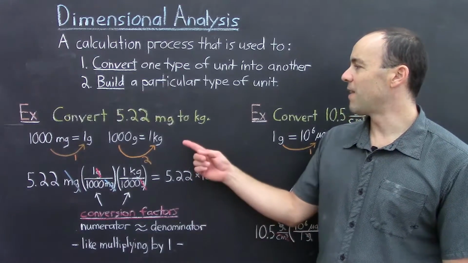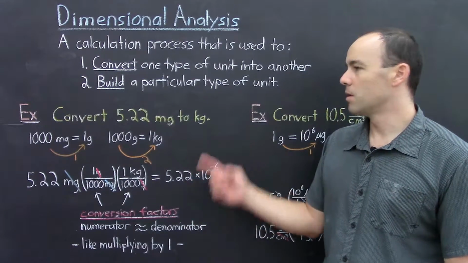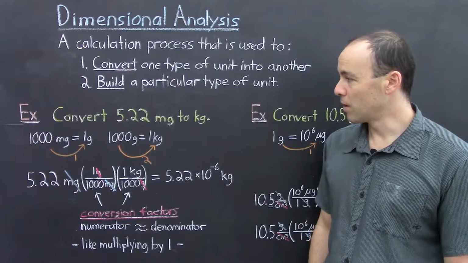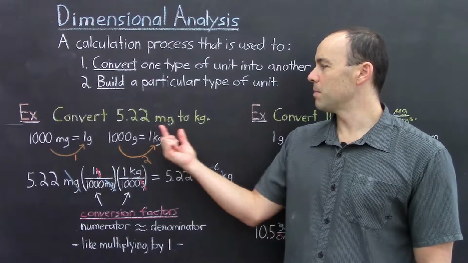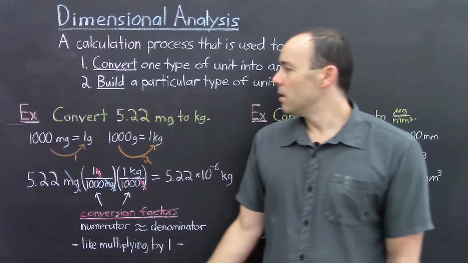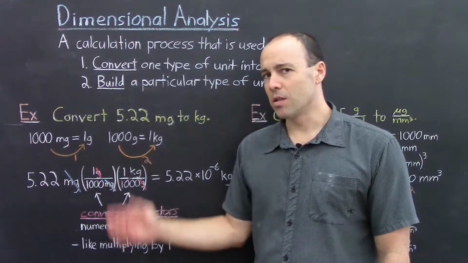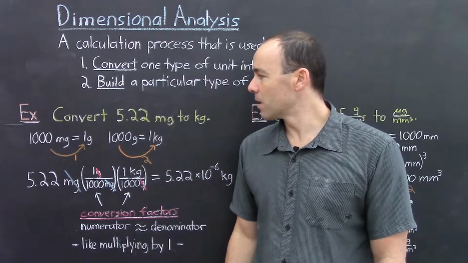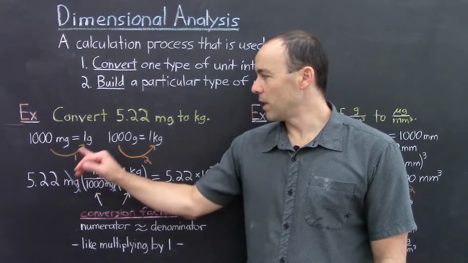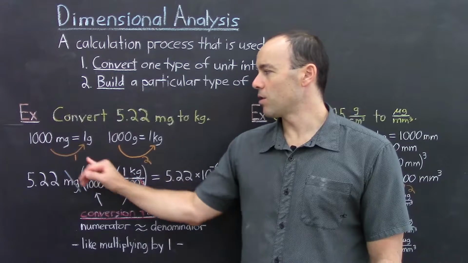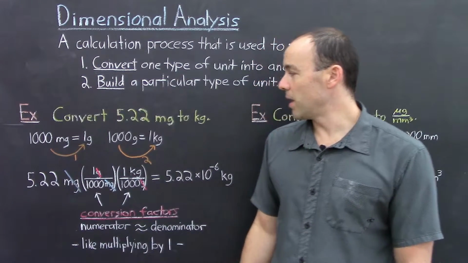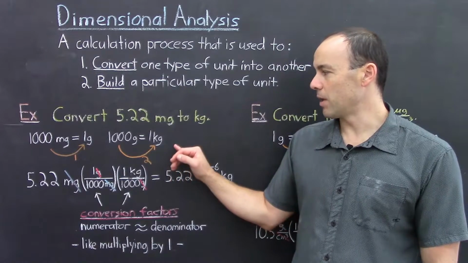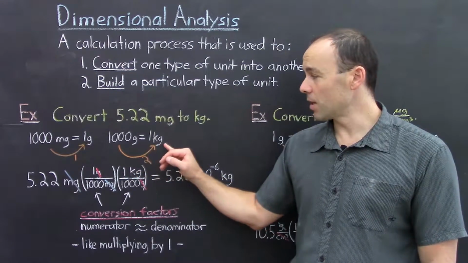Here's an example of converting one unit to another. Suppose you want to convert 5.22 milligrams to kilograms. Now, in order to get from milligrams to kilograms, you need to know the relations between them. A milligram is related to a gram through the following relation: 1,000 milligrams equals a gram. And gram is related to kilogram through this relation: 1,000 grams equals a kilogram.